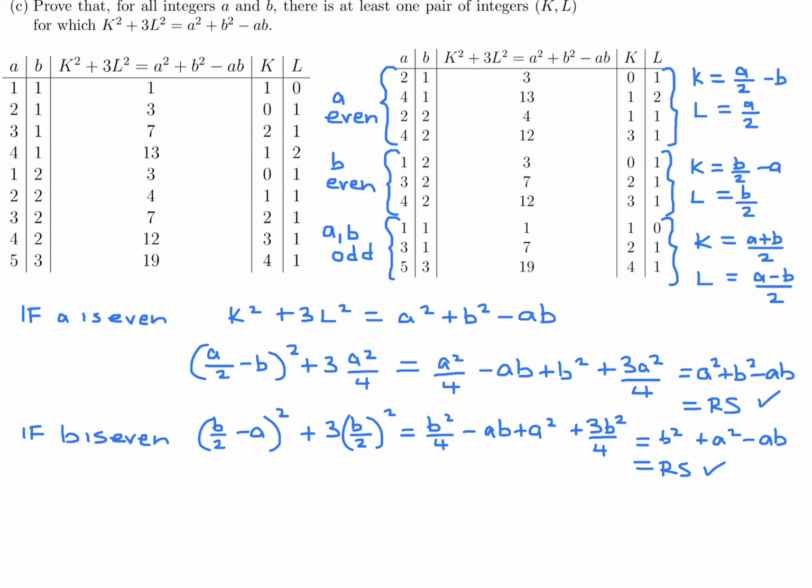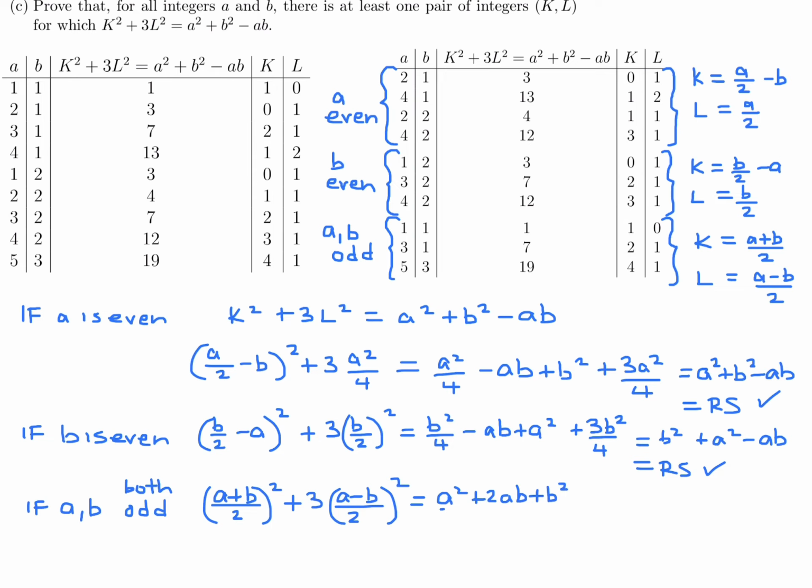And then finally, if a and b are both odd, then we will use these ones. And let's see what we get here. So we've got ((a + b)/2) squared plus 3 times ((a − b)/2) squared. That one gives me a squared plus 2ab plus b squared all over 4. And this one gives me 3a squared minus 6ab plus 3b squared all over 4.